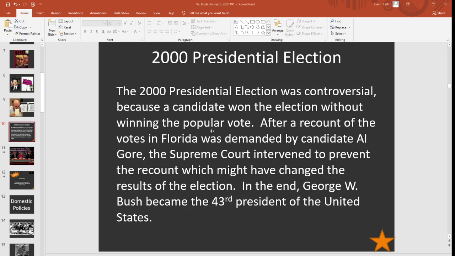Okay. No Child Left Behind. So we're switching from kind of political and we're moving into education now. No Child Left Behind was a huge piece of legislation that was passed by the Bush administration. So let's go ahead and read a little bit about this. Look under the No Child Left Behind box here.